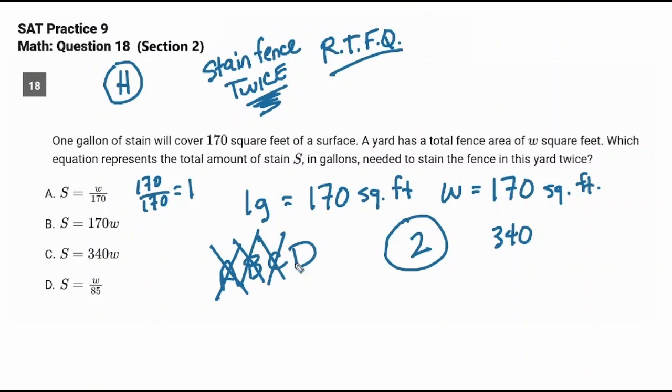Man, I hope this works. W, 170 over 85. Time to get out our calculators. What do you know? It's 2. And so the answer is D. You can get this right so fast if you plug in. Be sure you're right and move on.